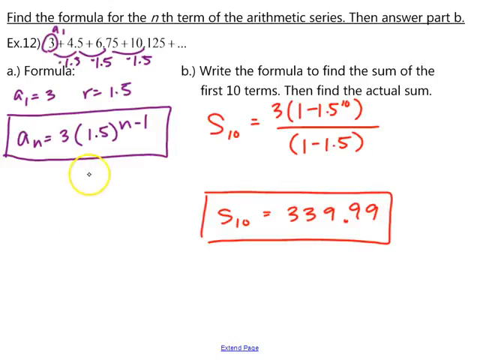Hopefully you found that the general formula for the nth term is a sub n equals 3 times 1.5 to the n minus 1, and also that the sum of the first 10 terms is 339.99. If that's not what you got, pause, check your work with mine, and see where you might have made a mistake. That's it for this set of notes on geometric sequences and series.